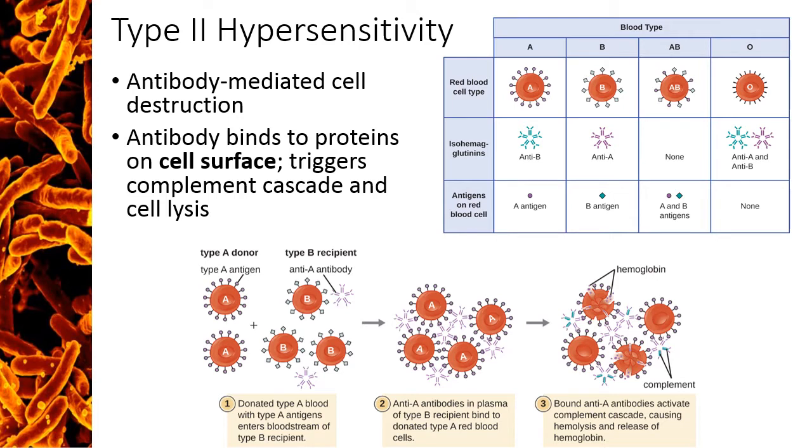That can happen to any cell type that has an autoantibody that is now binding to the self cells. One example that we see is involving your blood donations.